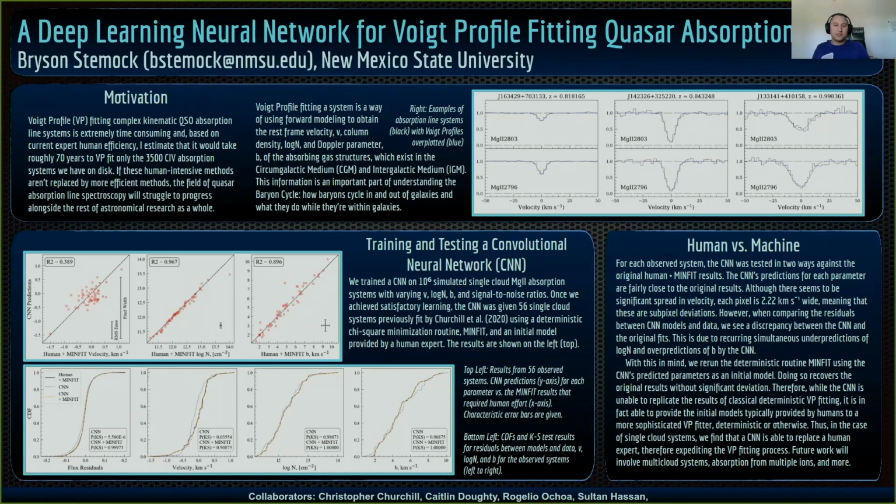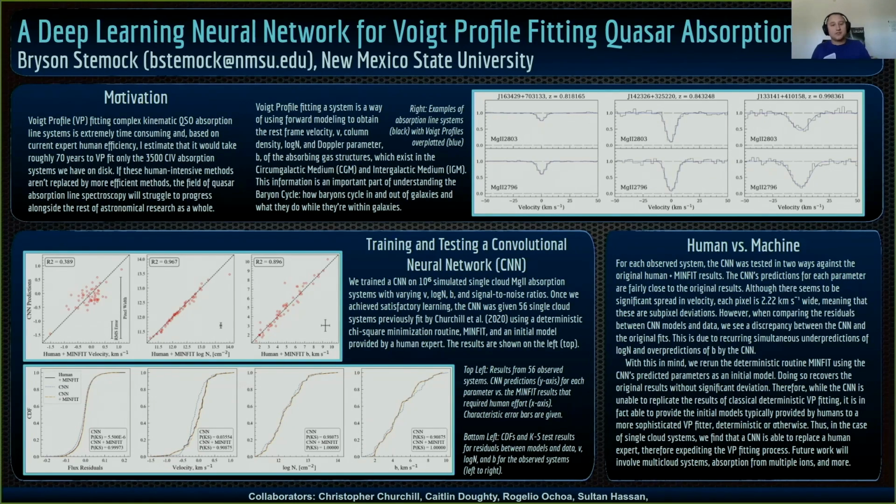This poster is based on a paper that I'll be submitting within the next month or two. What we did is we trained a convolutional neural network, a CNN, to perform some basic quasar absorption line spectroscopy. Quasar absorption line spectroscopy is important to understanding the CGM, the circumgalactic medium, the gas around galaxies, as well as the gas in between galaxies, the intergalactic medium.